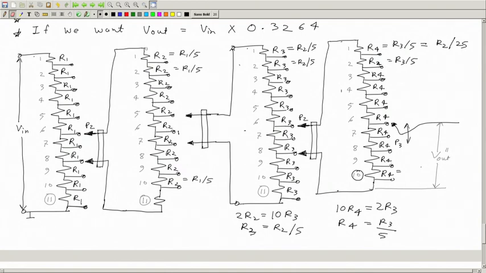Okay, so that means we have 10 R2 in total here, and this 10 R2 must come in parallel with 2 R1. So we want 2 R1 to be 10 R2. So R2 is therefore R1 by 5, which is already written here. So then this is R1 by 5, this is R2 by 5. So that means it will actually be R1 by 25. And then this will be R1 by 125, divided by 5, divided by 5, divided by 5.